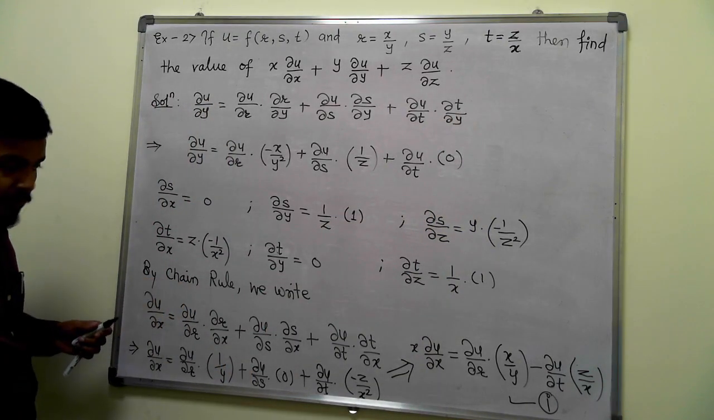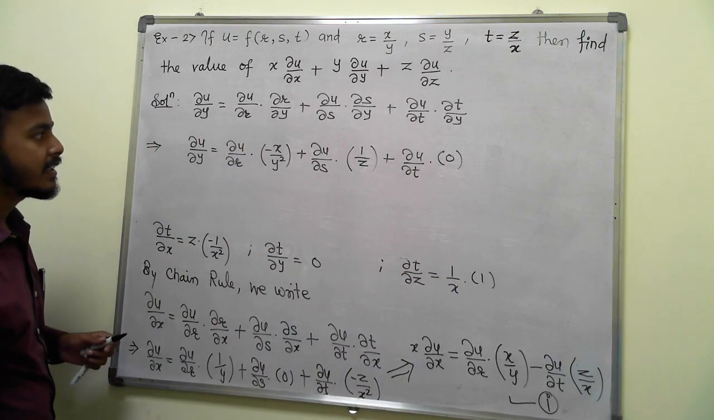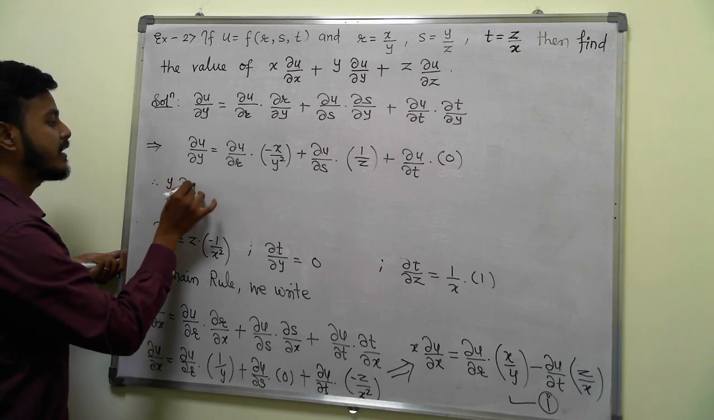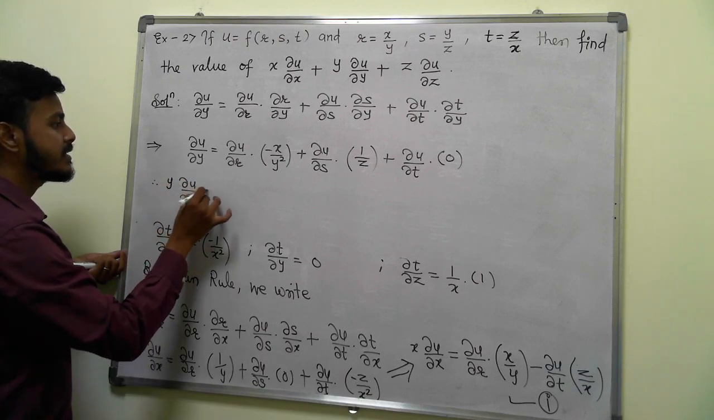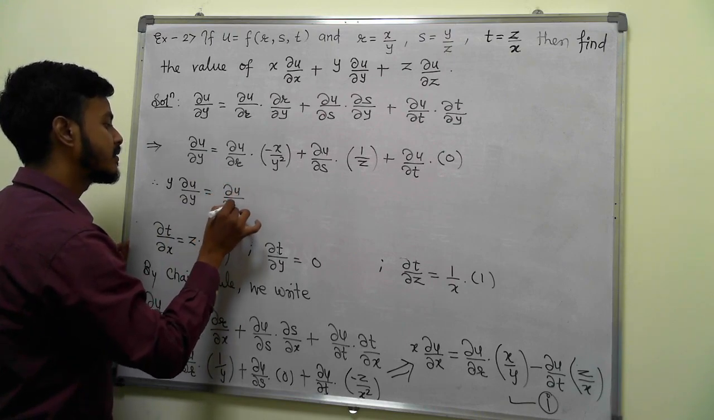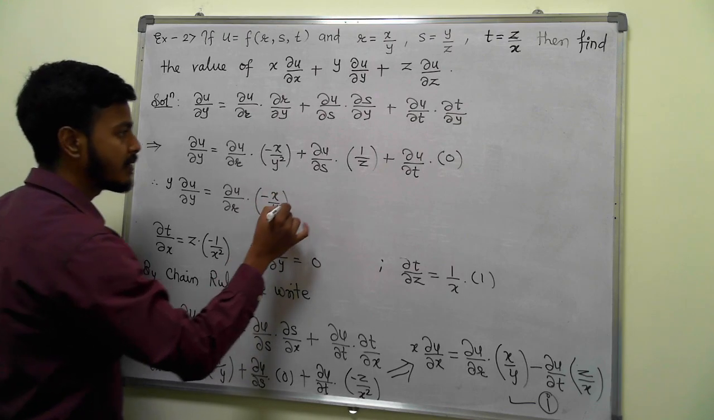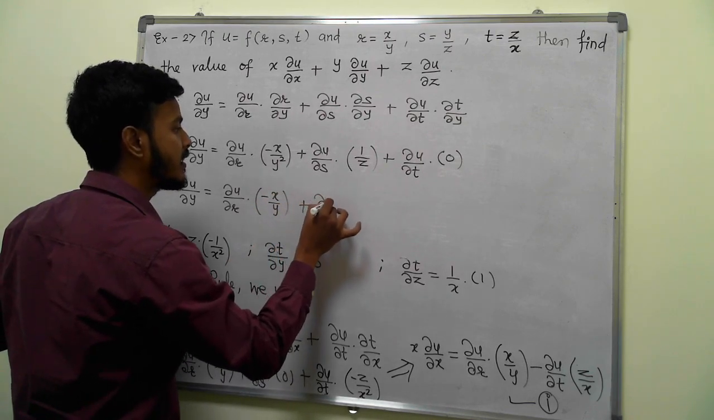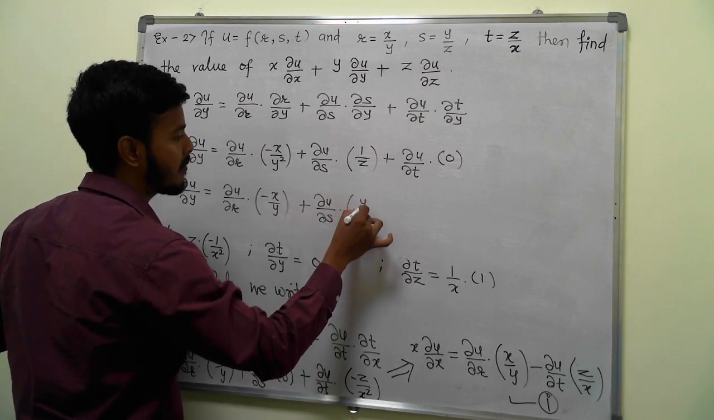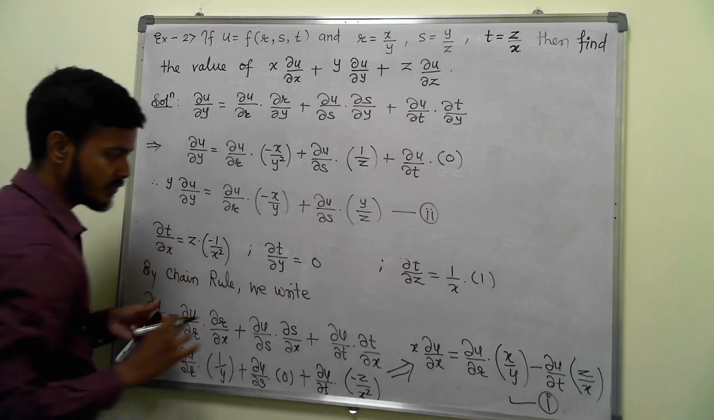And now you have to multiply this equation by y. So therefore y del u by del y is equal to del u by del r into minus x by y plus del u by del s into y by z. Say this is to be equation 2.